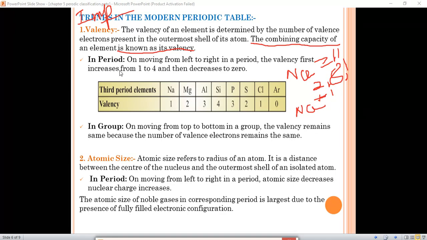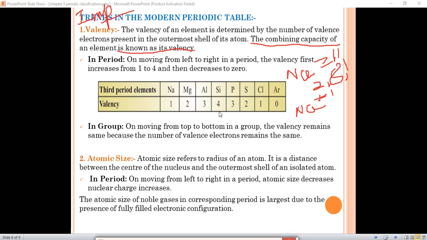Okay, now we'll see the trends of the valency in periods and a group. Periods. When we move from left to right in a period, the valency first increases from 1 to 4 and then decreases to 0. For example, these are the elements of the third period: sodium, magnesium, aluminum, silicon, phosphorus, sulfur, chlorine and argon. If we move from left to right, first the valency will increase from sodium to silicon, 1, 2, 3, 4, and again it will decrease to 0, 3, 2, 1, 0.